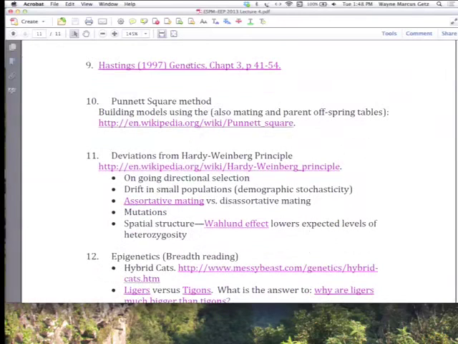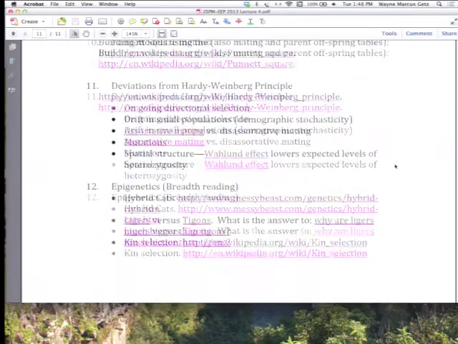So there's this chapter by Hastings. It's at the website. You can have a look at Wikipedia, which will use what are called mating and offspring tables and help you derive that formula using those tables. There's also the so-called Hardy-Weinberg principle and deviations from that.